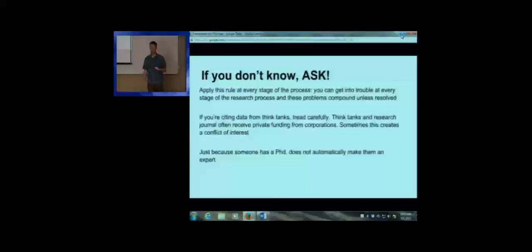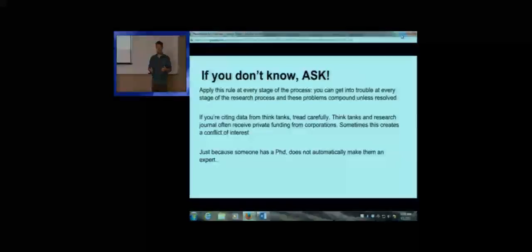Next slide. If you don't know, ask. Apply this rule at every stage of the process because you can get into no end of trouble. Research problems do not get better once you've introduced them. They just compound and get worse and worse until they're eventually addressed.